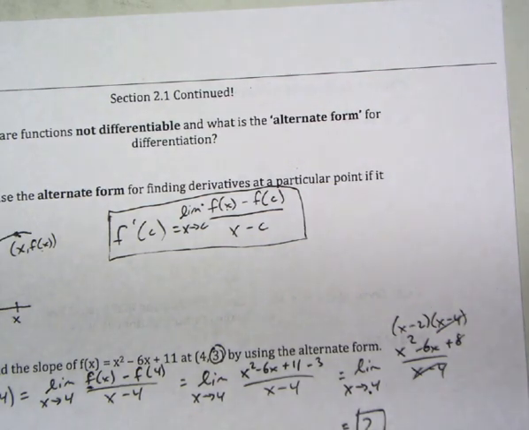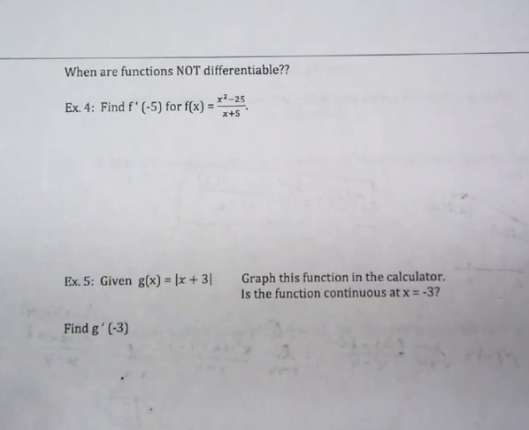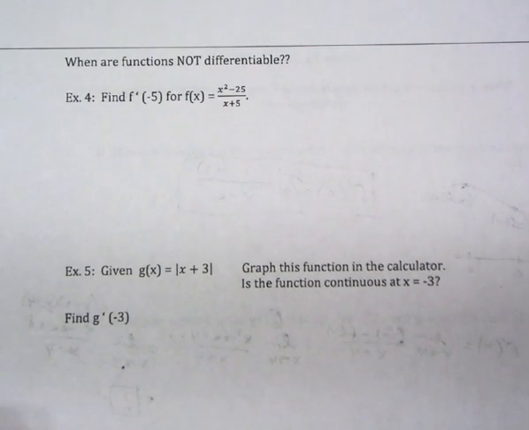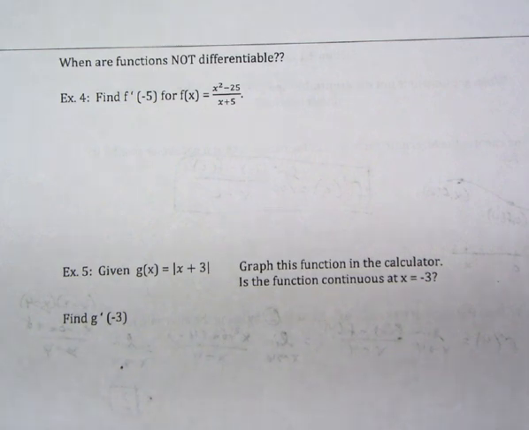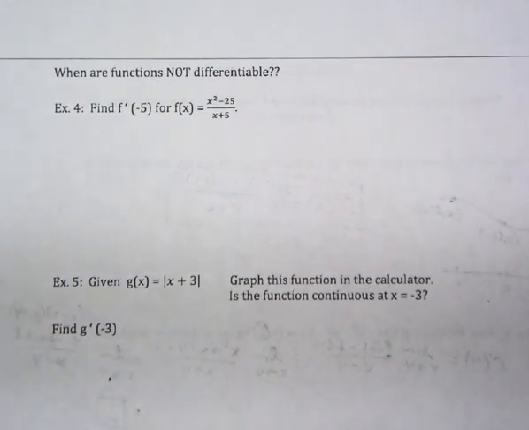The second part of the notes is, what if you had a graph and you couldn't find a derivative at that place? Like you couldn't find the slope of a tangent line at a certain location. So when are functions not differentiable? And I just have a few examples that we're going to kind of discover. I could just tell you. I could easily just tell you.